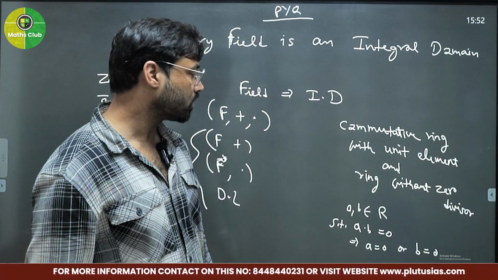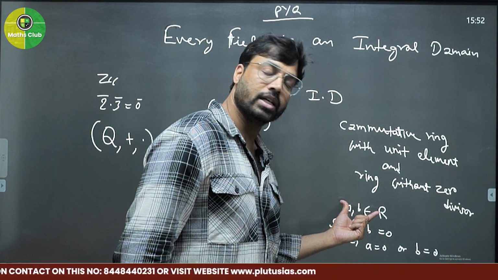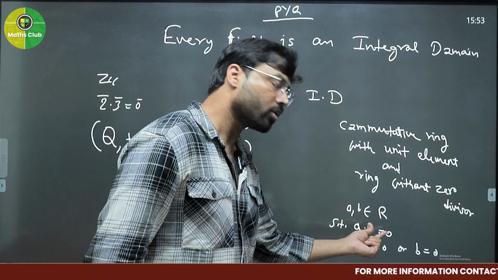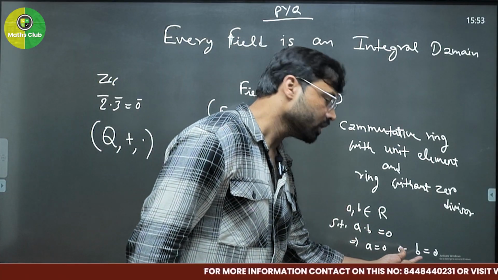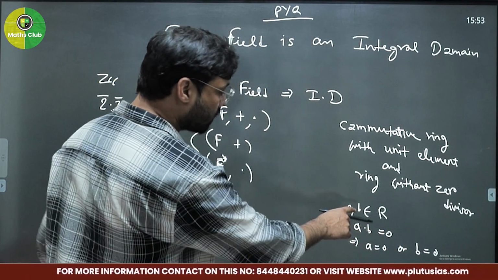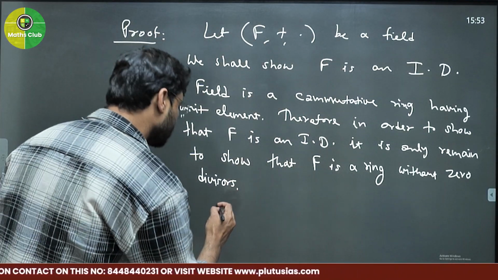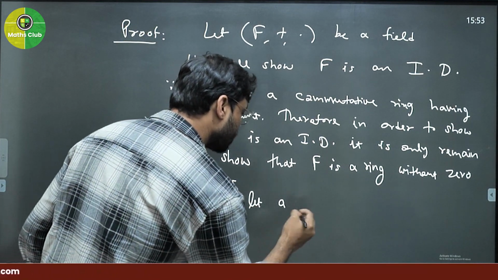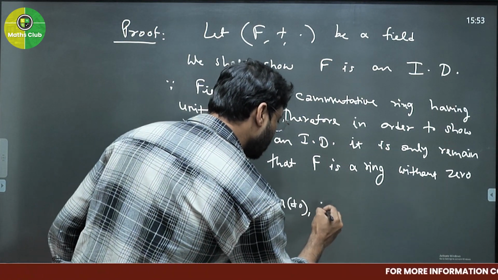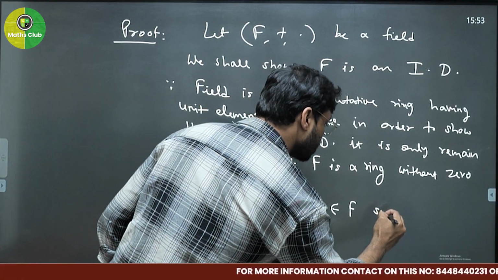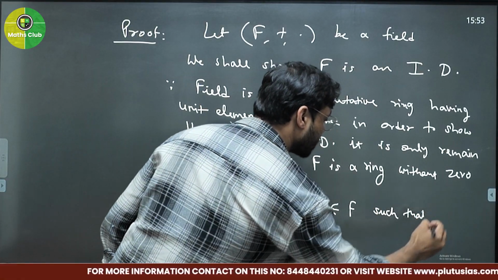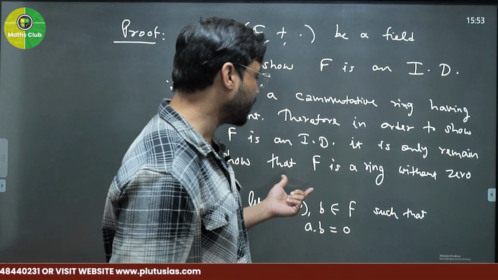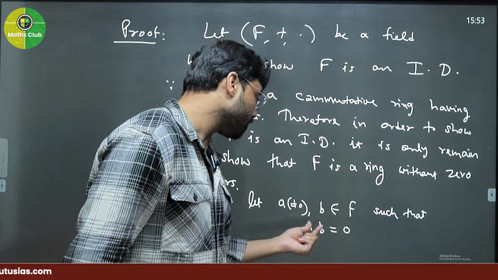What is the meaning of a ring without zero divisor? If a ring R is without zero divisor, then whenever we take any two elements of R such that a dot b equals 0, either a equals 0 or b equals 0. So we have to show this. Let a not equal to 0 and b belong to F such that a dot b equals 0. We have taken a not equal to 0, and if F is a ring without zero divisor, then obviously we must have b equal to 0.